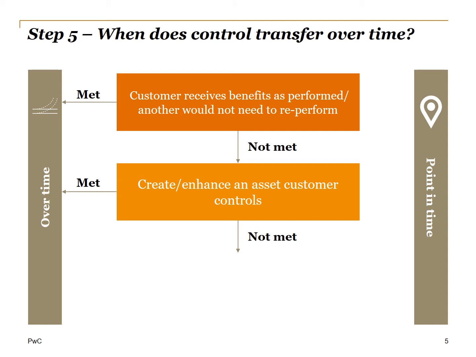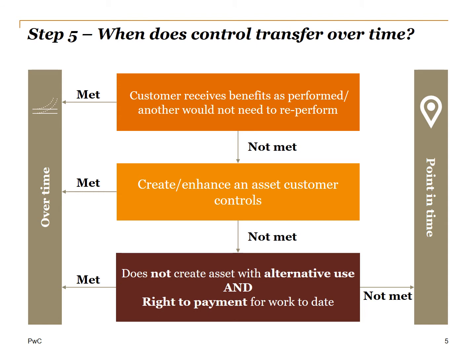Such arrangements could include construction or manufacturing contracts where the customer controls the work in process, or research and development contracts where the customer owns the findings. The final criteria to be assessed is whether the entity's performance does not create an asset with an alternative use to the entity and the entity has an enforceable right to payment for performance completed to date. This criterion will probably be applicable when goods or services are specific to the customer.